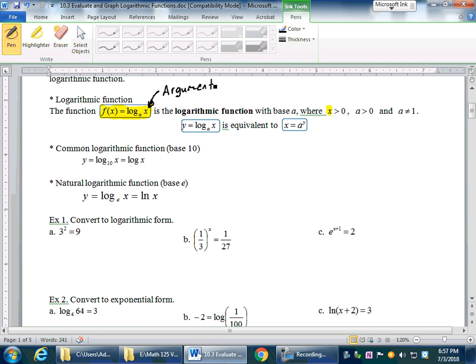So inside the logarithm function, this is called the argument. Some textbooks use this terminology, some textbooks don't. So I'm going to use the argument. Later on, when I say argument of the logarithm, that is basically talking about the input part of the logarithm.